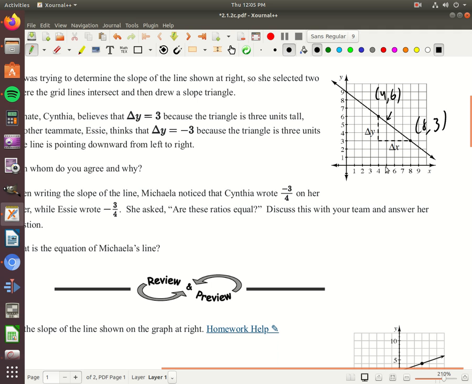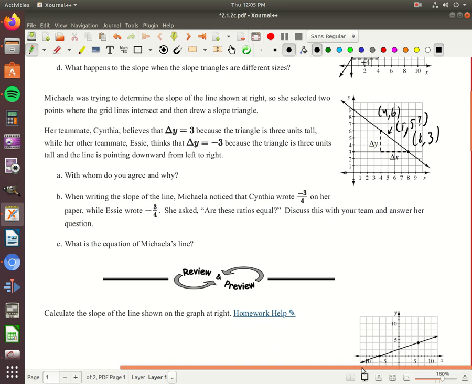This point right here, it's 5, and I don't know, like 5 point something, but I don't know exactly because it's not on a lattice point. So make sure you look for lattice points. It makes it a lot easier to do these things.